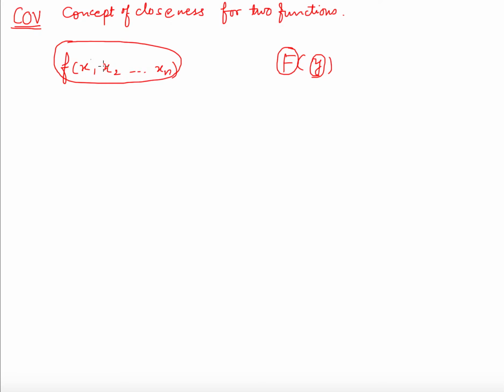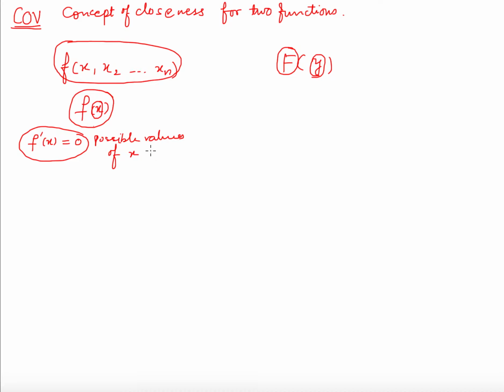All of you must be knowing this, when you study maxima and minima problems of functions. For example, you have a function of one variable f of x, and you want to find out at what point x this function has maximum and minimum values. You know how to do that. You equate the derivative of the function to 0, and this equation will give you the possible values of x where f of x can attain maxima or minima.